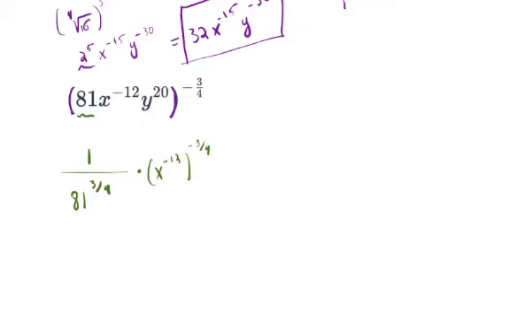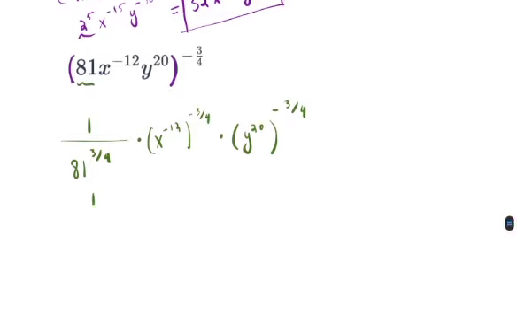So yeah, I like this actually. Let's just do the distribution first to show you what's actually happening here. Times y to the 20th to the negative 3/4. So all I've done is kind of rewrite that, showing that the exponent applies to everything.